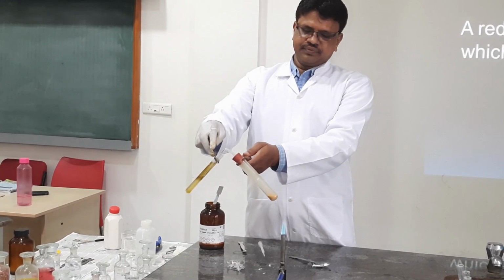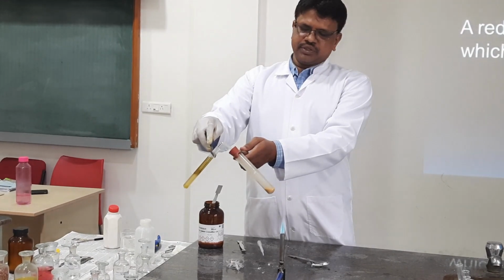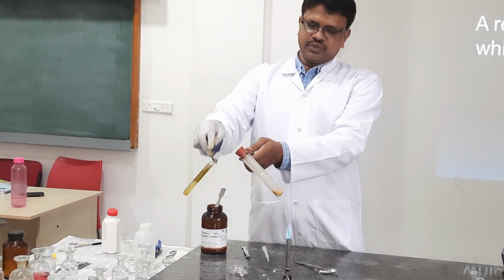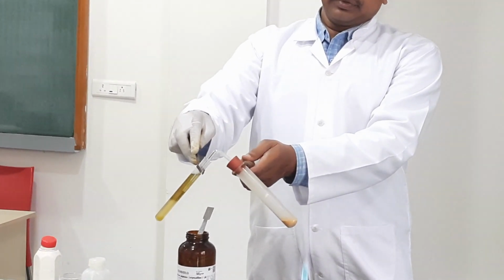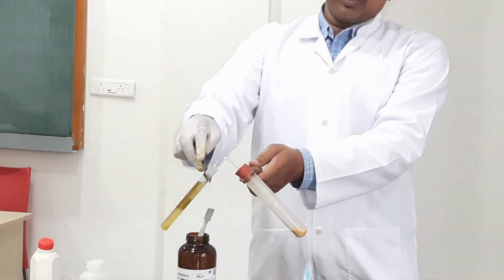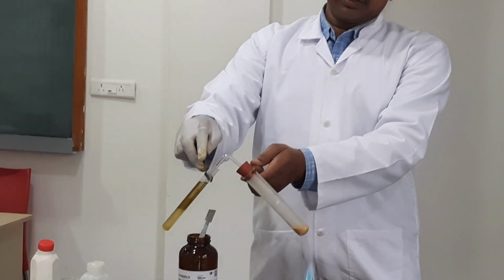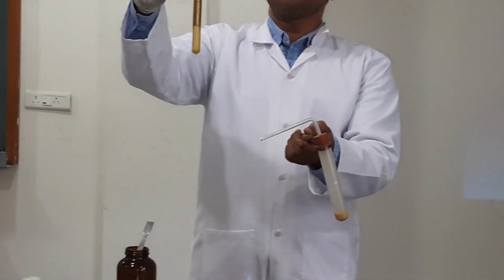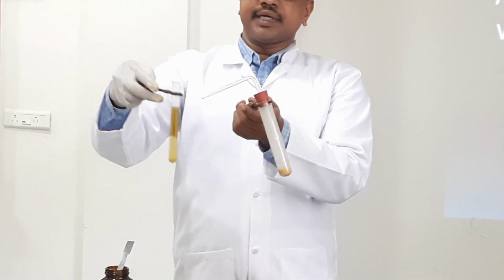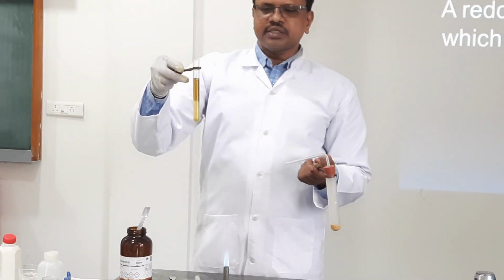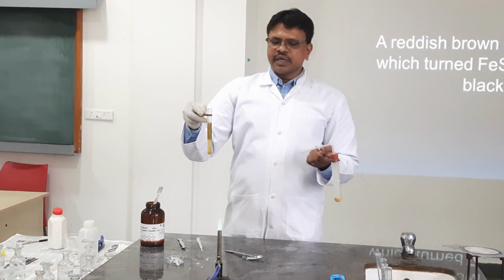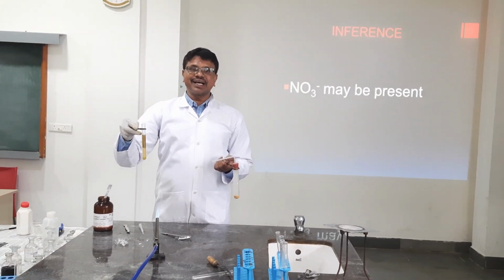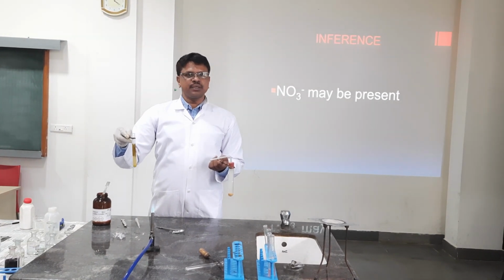See students, here I am passing these vapors into the ferrous sulfate solution. You can see that the solution is slowly becoming black. From the top you can see that the solution is slowly becoming black. What does it indicate? Tell me. If I continue, it completely turns black in color. Based on this, we can conclude that the given salt may contain nitrate ion, NO3 minus ion.